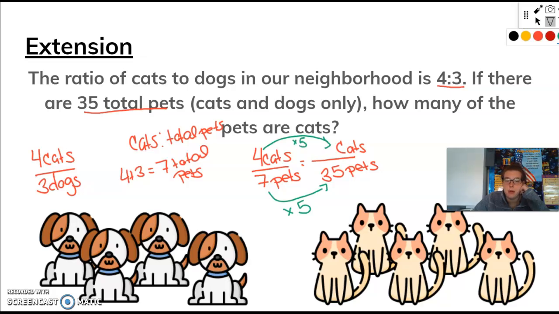There we go, by 5. Now we know what we're doing. So I know, well, 4 times 5 is 20. So my ratio of cats to total pets is 20 cats to 35 total pets. Maybe you're feeling a little extra ambitious and you want to know, well, if I have 20 cats, how many dogs do I have? All you have to do is take your total number of pets, subtract out your cats. This is total pets. This is cats. And then you'll figure out, well, that means I have 15 dogs.